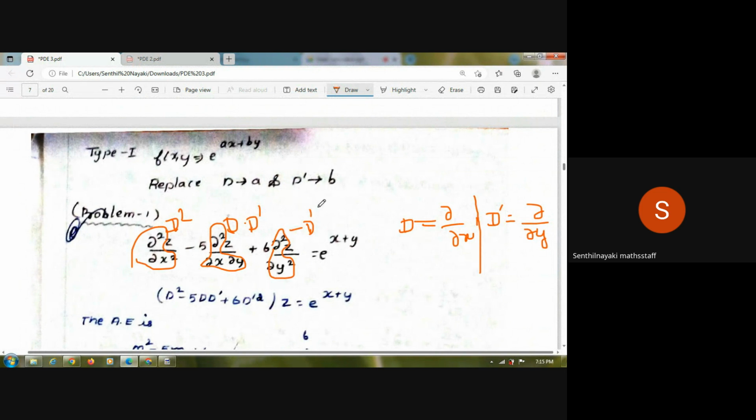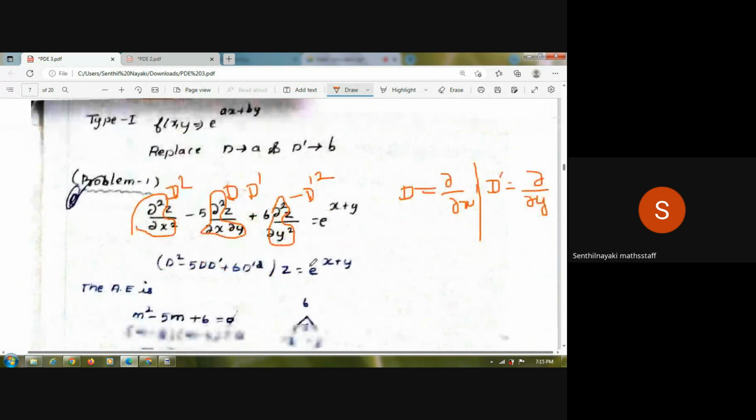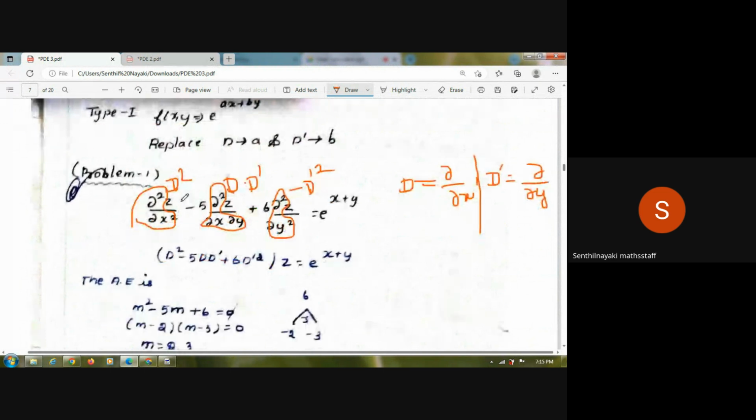First we have to write down the given PDE into D and D dash format. So D square minus 5 into D D dash plus 6 into D dash square, operating on z, because z is a dependent variable. We have to take this term as a common one, so into z equal to e power x plus y.